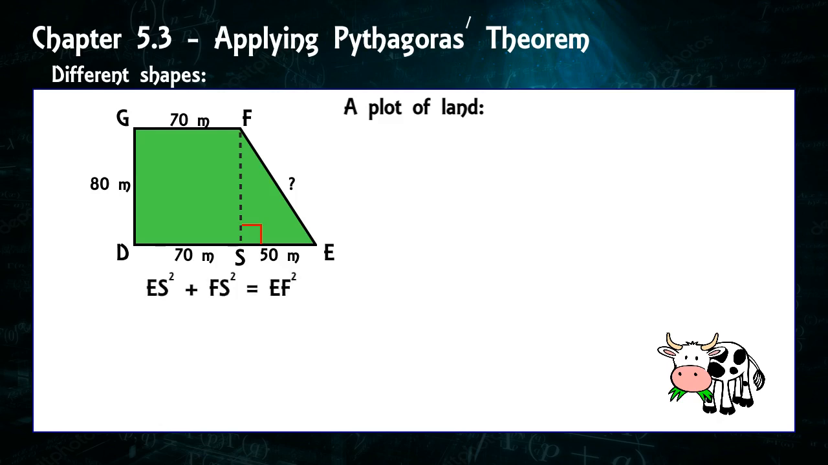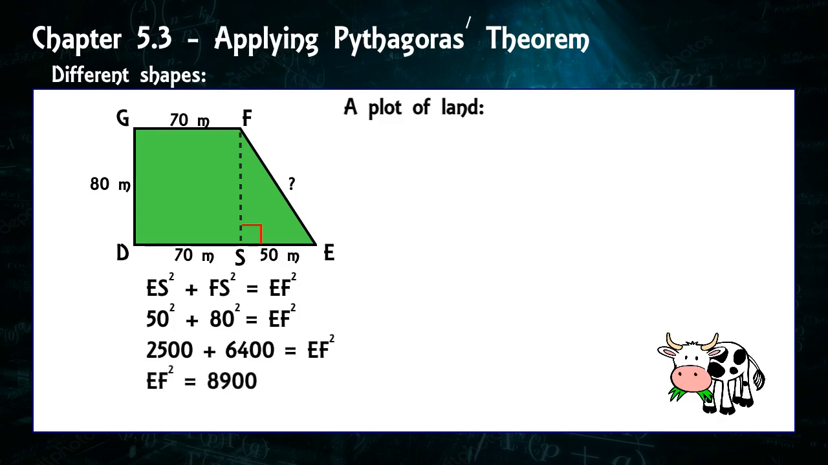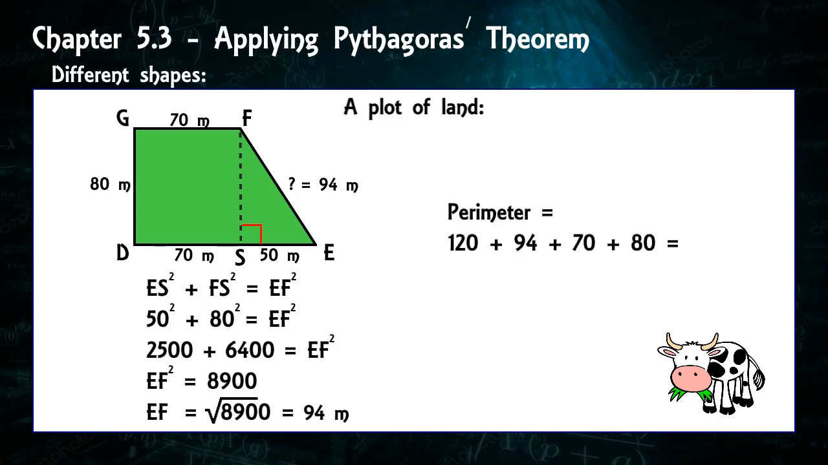ES squared plus FS squared is EF squared. 50 squared plus 80 squared is EF squared. 2500 plus 6400 is EF squared, which means EF squared is 8900. EF is equal to the square root of 8900, which is rounded off to the nearest integer, equal to 94 meter. Now that we know all 4 sides, we can calculate the perimeter of the land by adding all the sides. 120 plus 94 plus 70 plus 80. So the perimeter is equal to 364 meter.